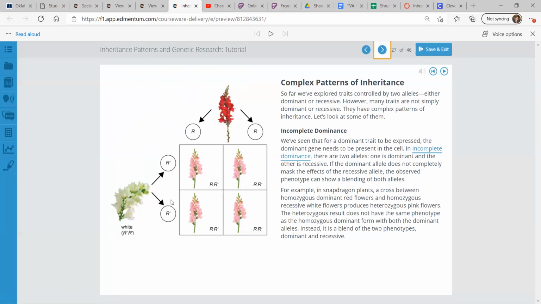And the white has both not red alleles, and they have both red. And then in the square, you match this letter with this letter, this letter with this letter, this letter with this letter, this letter with this letter. So you see, they're all a mix of red and not red.